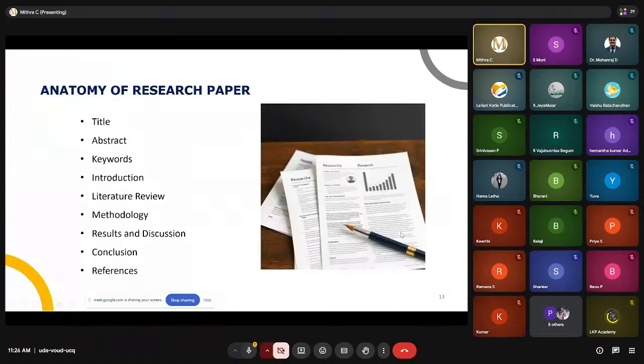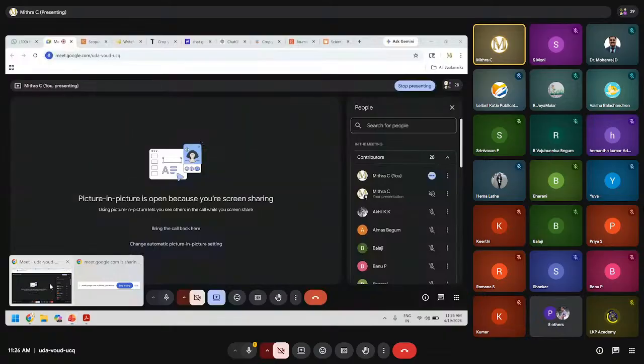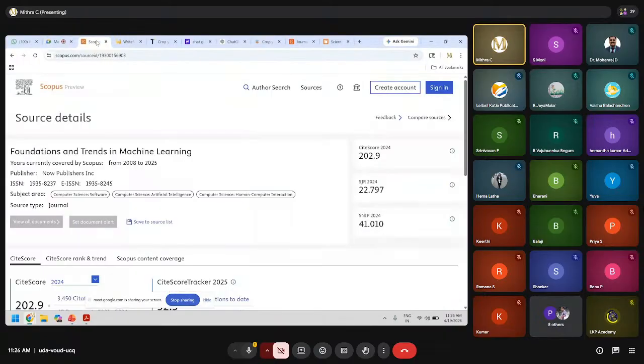Okay, the performance metric. Before which I would like to showcase a demo on Scopus, which I failed to do. Let me showcase.